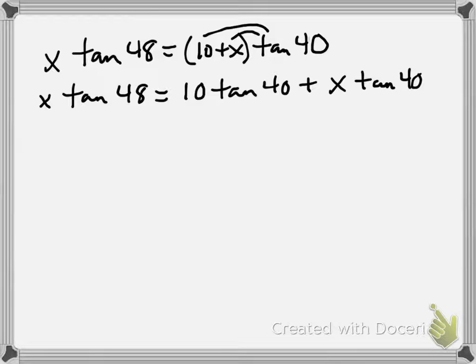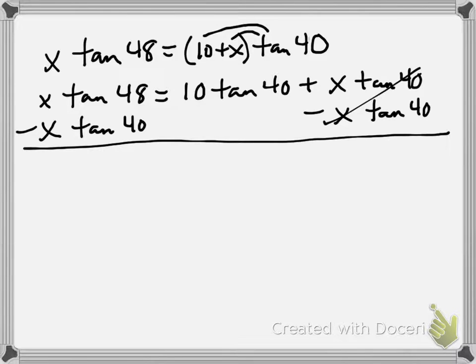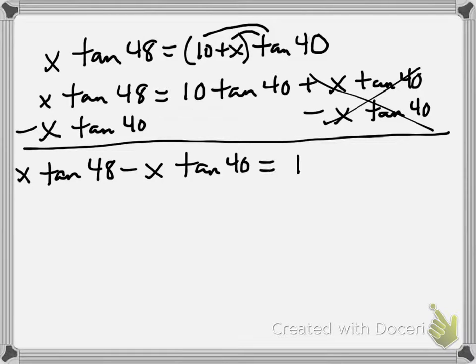Now, what I'd like to do is get all the x's on one side. So I have an x on the left and an x on the right. So let's fix that. Minus x tan 40. So those cancel. Now, there's no combining like terms on the left side here. You literally have to write it out like this. Equals 10 tan 40. You can't combine those. Try as you might, you can't.